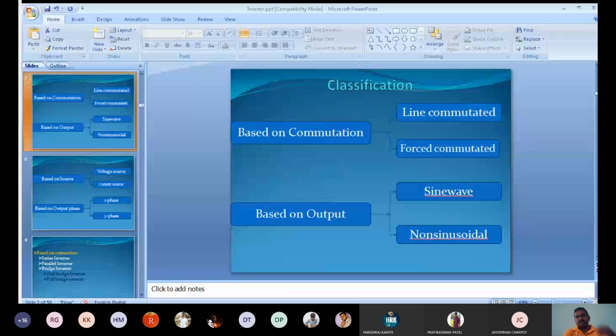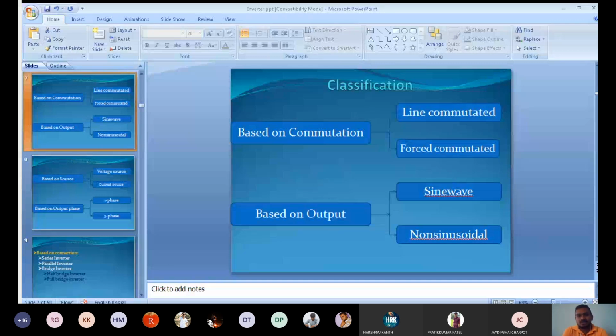Now in the inverter, SCR is used. How does this SCR become off? General idea. Anyone can say how an SCR becomes off? In AC, we are not talking about DC.